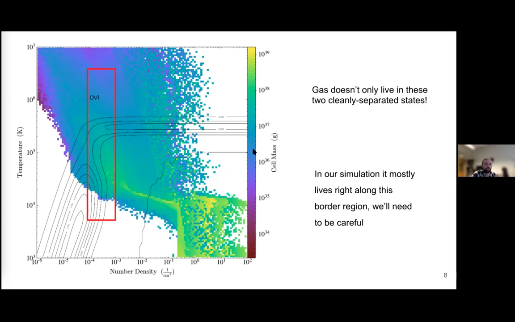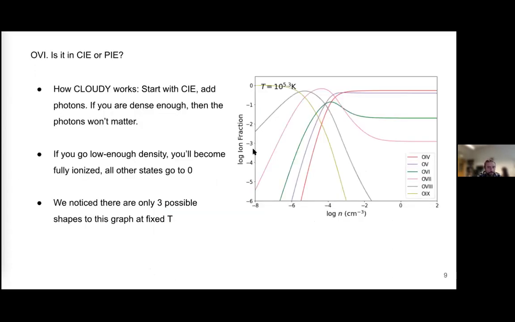So what we're going to do is take a step back and go into how Cloudy actually works. Cloudy is where we got that contour plot in the first place. What it does is it takes collisional ionization equilibrium and populates all of the states according to the temperature, and then it will add photons. The way the photons are added is if you're at very high density, then the photons won't do much, because your photons per atom is going to be a pretty small amount.